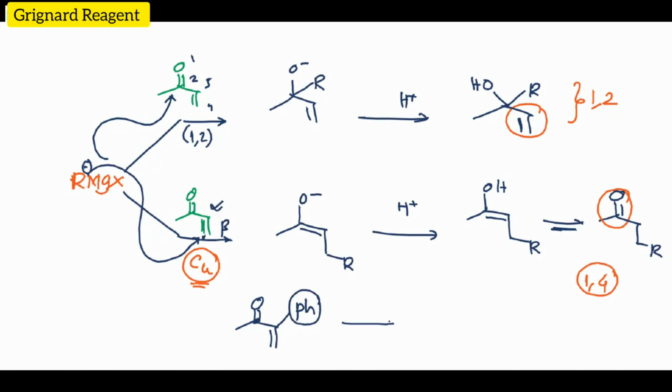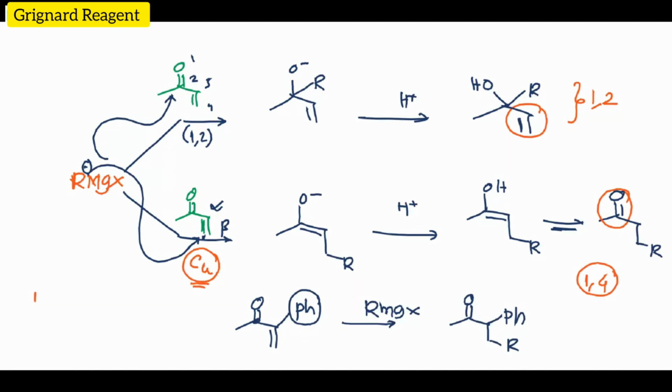Then at neutral condition, RMgX is going to react like this. Conjugate additions can be possible. That means there are two ways of showing the conjugate addition. One is the presence of copper, so 1,4 addition is only done by these two ways.